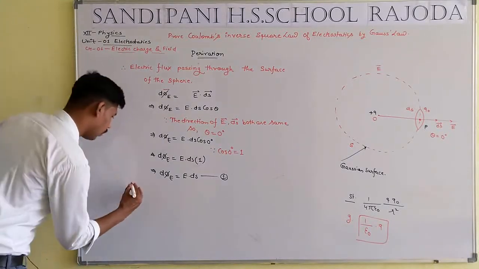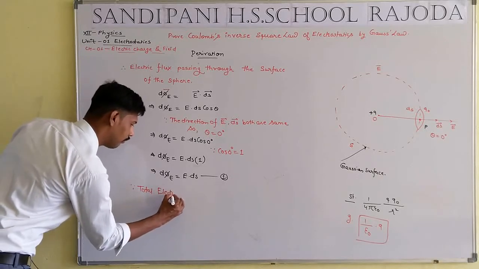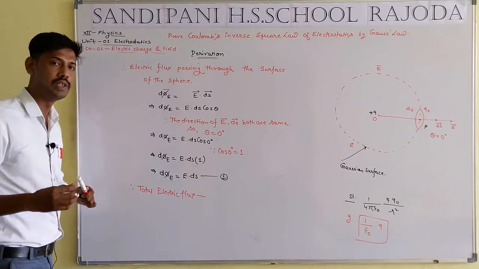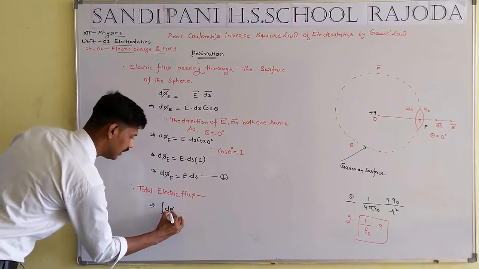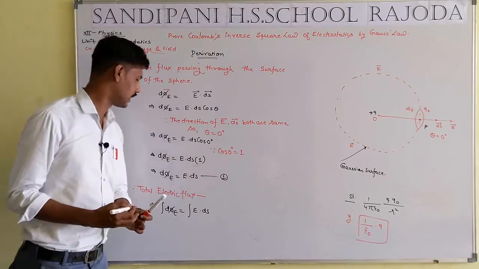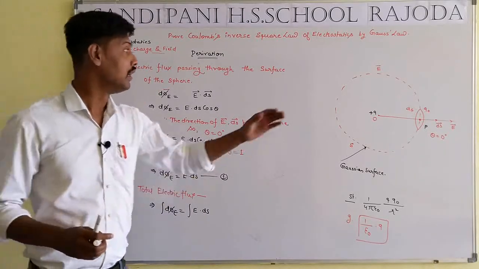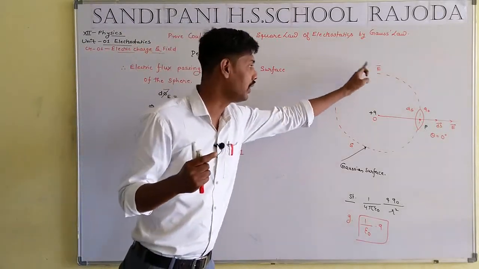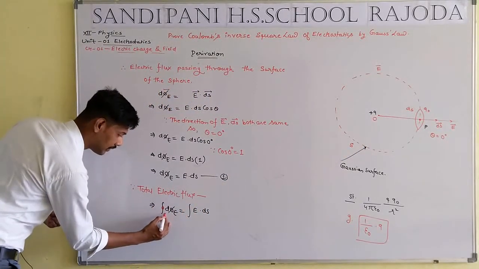Now we get the total electric flux. What is the meaning of total? The simple meaning of total in physics is taking integration on both sides, such that integration d phi E equals E integration ds. Which type of integration do we apply? Linear integration, surface integration or volume integration? According to the diagram we have surface integration.